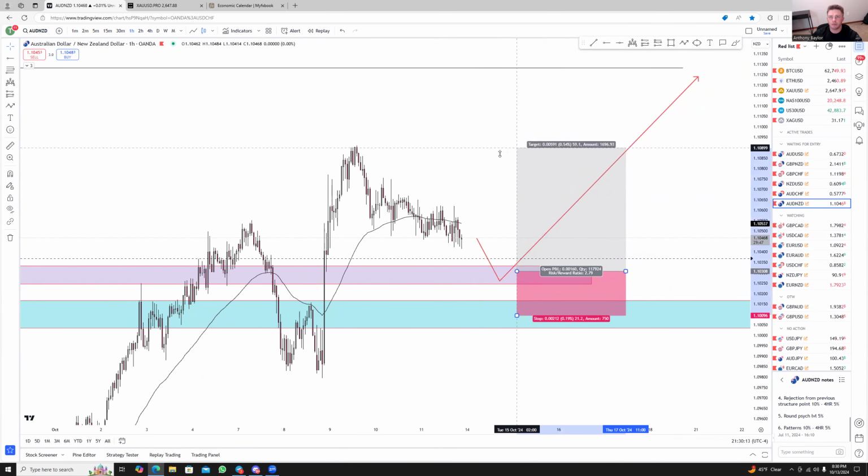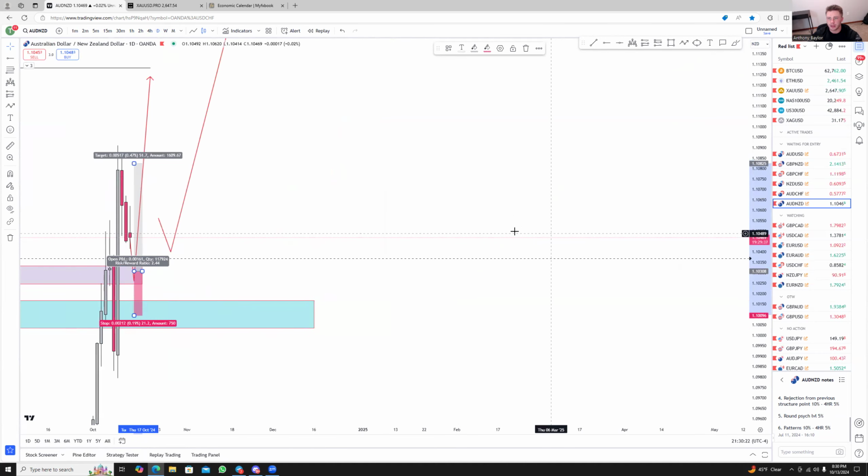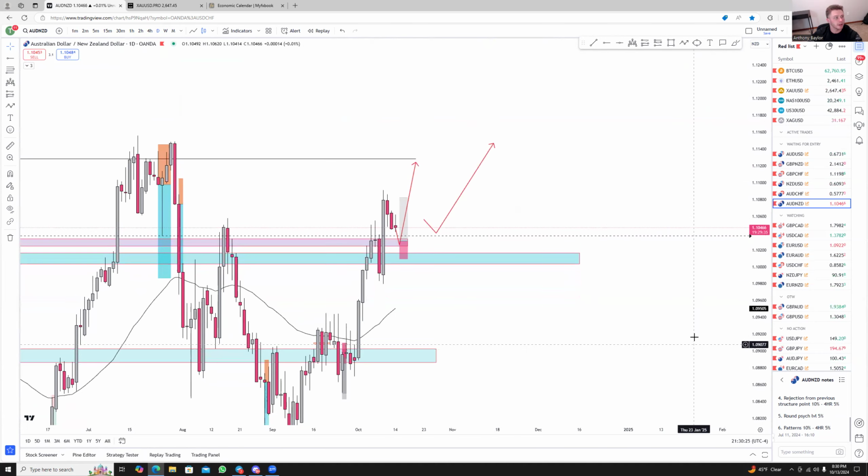But take profit will be at the top of this structure. Probably a 4-hour structure right there, yeah. For a 2.5. Yeah, that's a nice little take. That's a nice little trade right there.